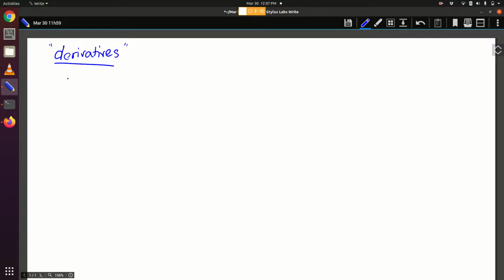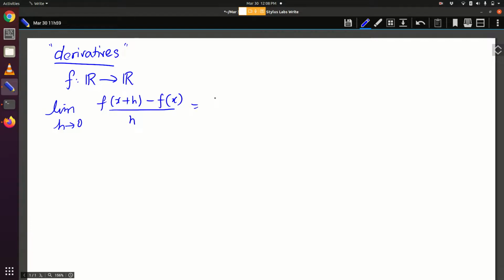First, the most simple thing: what is the definition of a derivative of a function from R to R? There is a limits definition, right? Can someone tell me? Limit h tends to 0... Okay, you tried, that's good. It is actually this: f of x plus h minus f of x, divided by h. So this is equal to f dash of x.